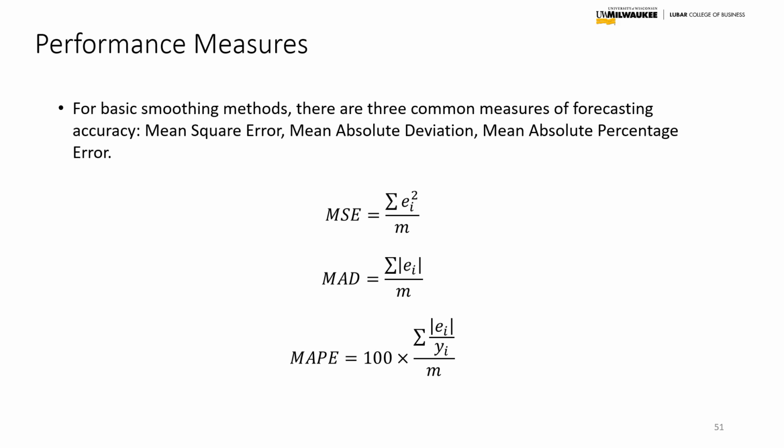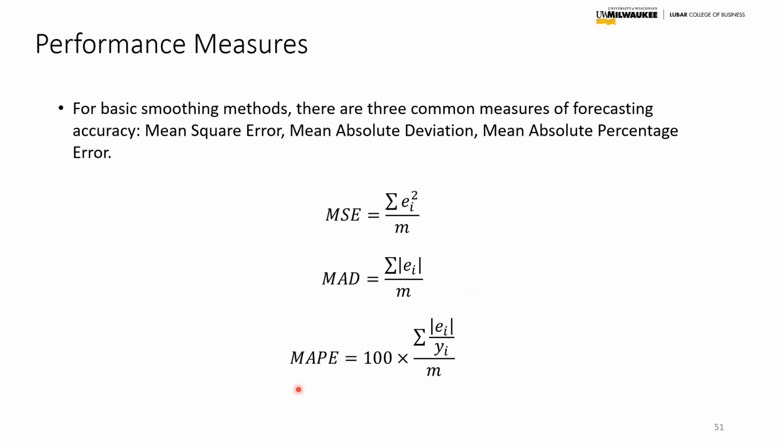For basic smoothing methods, there are three common measures of forecasting accuracy: mean square error, mean absolute deviation, and mean absolute percentage error. Mean square error, or MSE, is the same notation we've seen in a regression setting, but in this setting it would be getting the average of the squared prediction errors, where M here denotes the number of periods for which we are assessing the performance of the time series method. Mean absolute deviation, or MAD, is the average of the absolute values of these prediction errors.